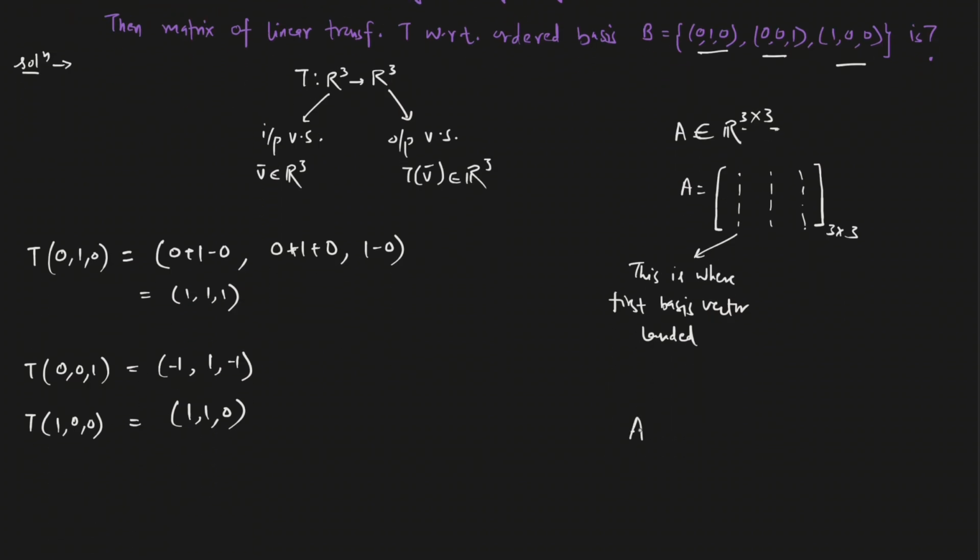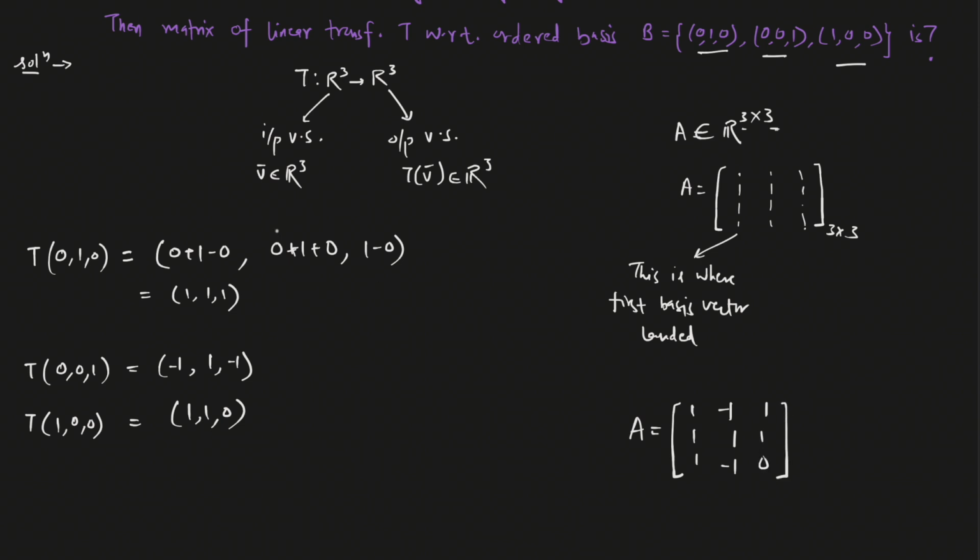Why? They will simply say, okay, the columns of A are nothing but the transformed basis vectors. So this is the first transformed basis vector, so the first column will be 1, 1, 1. This is the second transformed basis vector, so the second column is minus 1, 1 and minus 1. Similarly, the third column is 1, 1, 0.